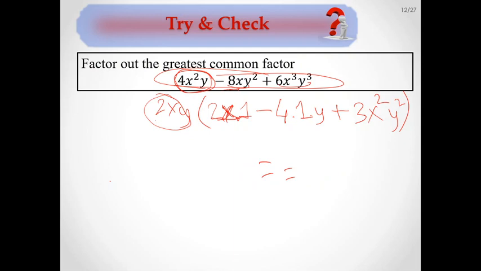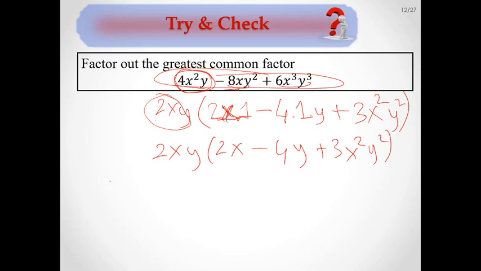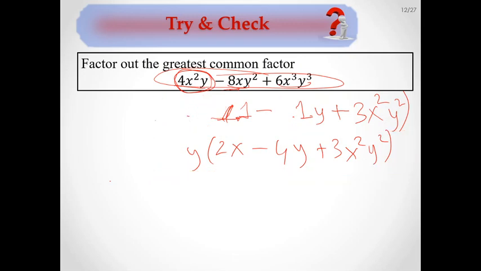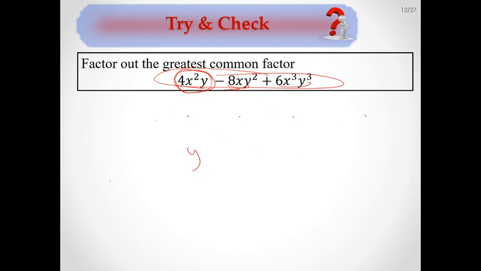And when you write it clearly, you will get 2xy times 2x minus 4y plus 3x squared y squared. So this is the answer. Okay, after this, we will start again.